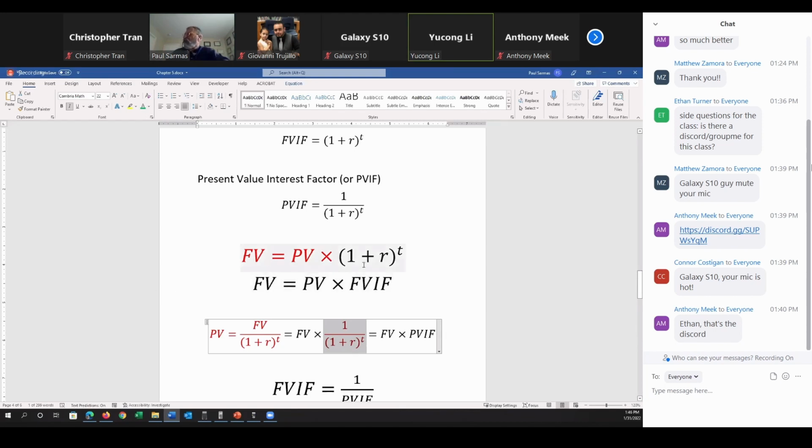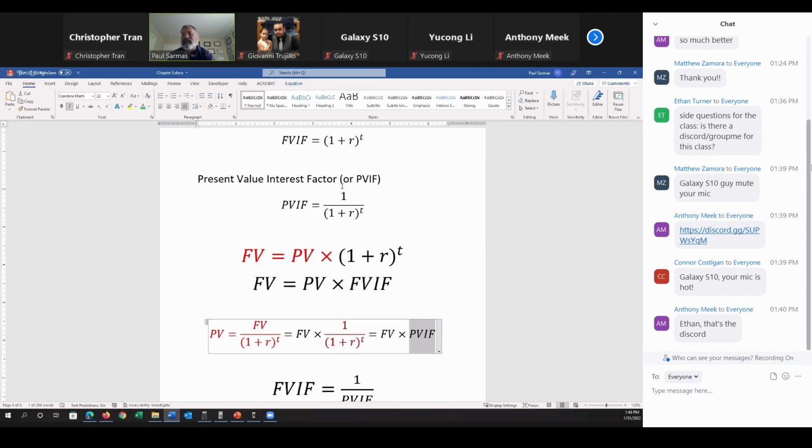There is only one formula. This is the only formula, but you manipulate it. Calculate FV, this is the formula. Now, what if you need to calculate present value? Then that's very easy. You manipulate the formula. Take FV divided by (1 plus R) to the power T. What I want to point out is if you write that as 1 over (1 plus R) to the power T, it has a name. It is called PVIF, and PVIF stands for present value interest factor.